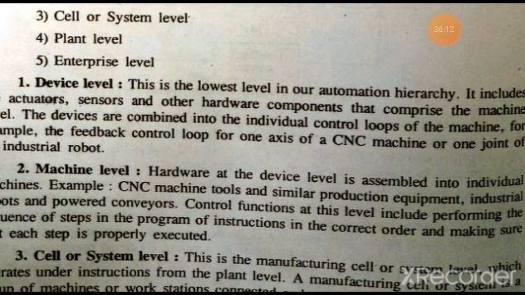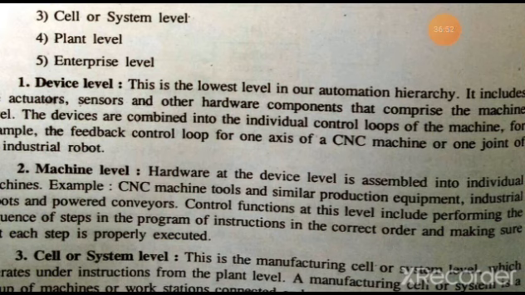CNC machine tools and similar production equipment, industrial robots and powered conveyors are examples of machines. Control functions at this level include performing the sequence of steps in the program of instructions in the correct order and making sure that each step is properly executed. As I have said, the controlling action is carried out in the machine itself. The machine level is the automated CNC machine itself, which has different devices assembled as one machine.